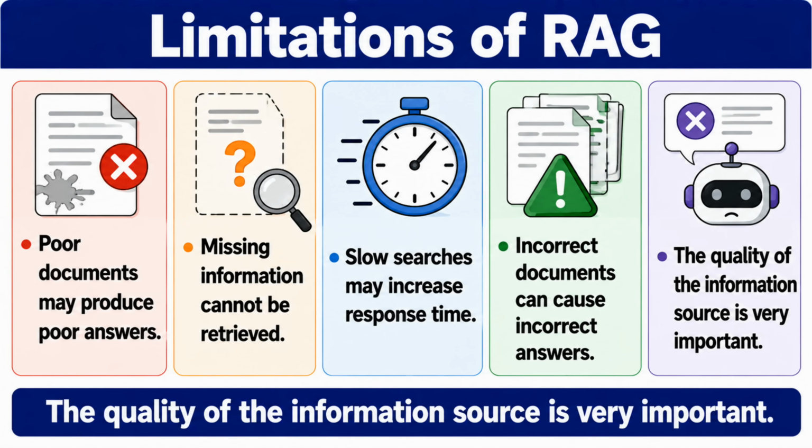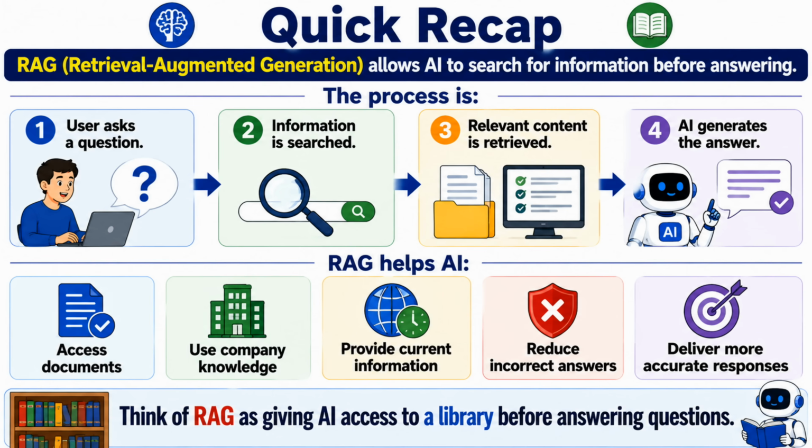What are the limitations of RAG? Poor documents may produce poor answers. Missing information cannot be retrieved. Slow searches may increase response time. Incorrect documents can cause incorrect answers. The quality of the information source is very important. Here you can see the summary of whatever we have discussed.